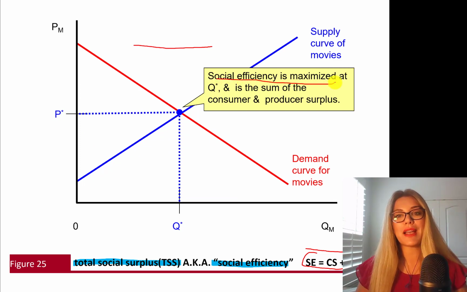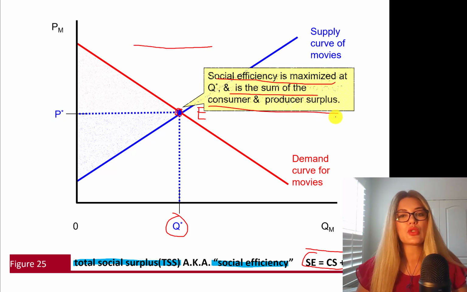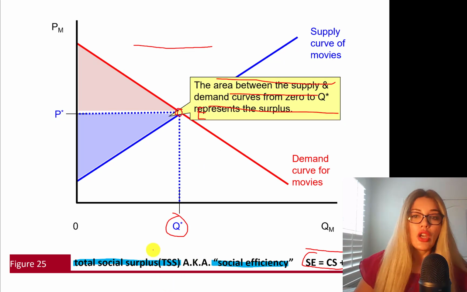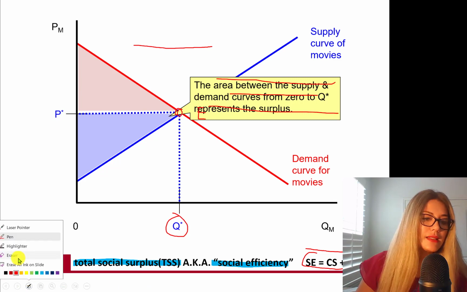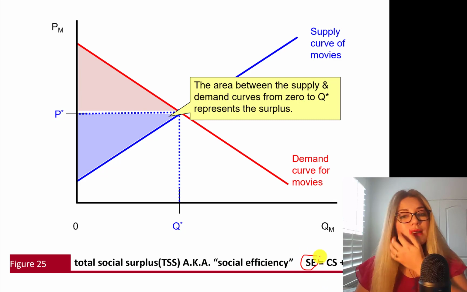Social efficiency is maximized at Q star, at the equilibrium quantity, at the equilibrium point where the supply and demand curves intersect. So social efficiency is maximized at Q star and is the sum of consumer and producer surplus. The area between the supply and demand curves from 0 to Q star, the market clearing quantity, represents the surplus. So this is social efficiency or economic surplus or total social surplus, all synonyms.